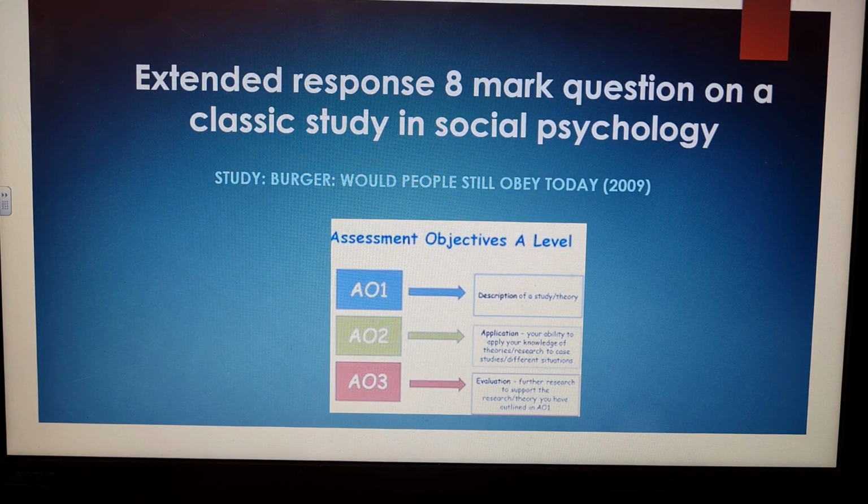And just a quick reminder before we start looking at some questions of the assessment objectives in psychology. So remember, AO1 is description of a study or a theory. So they're assessing your knowledge of the study or the theory. So it's factual information. AO2 is application. So it's your ability to apply psychological theories and your knowledge to explain a scenario or a situation that's given to you. And AO3 is evaluation, so you giving your strengths and weaknesses and critically evaluating the study or the theory.